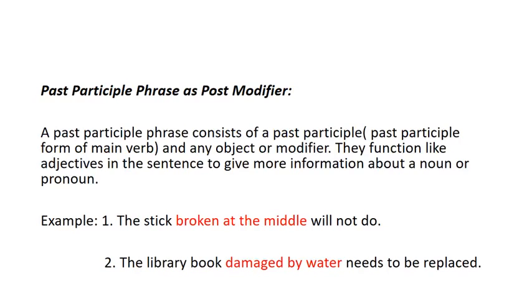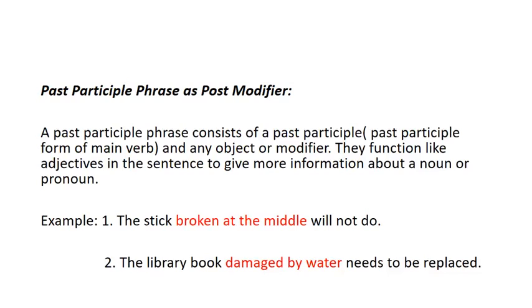Now the use of past participle phrase as post modifier. You know what a past participle is? It is nothing but the past participle form of the main verb. You will see how a past participle phrase is constructed. A past participle phrase consists of a past participle and any object or modifier. They function like adjectives in the sentence to give more information about a noun or a pronoun.